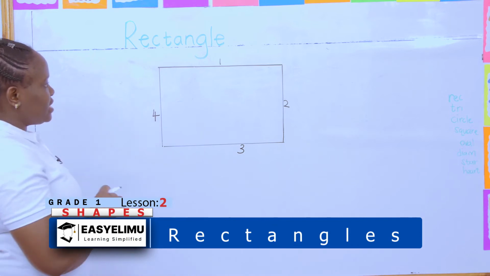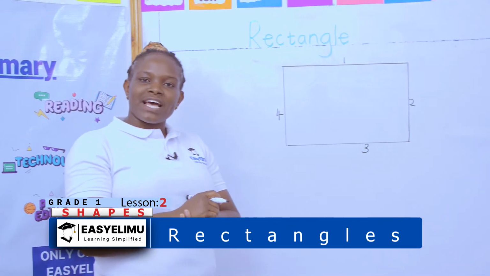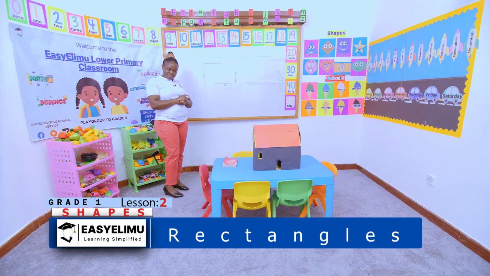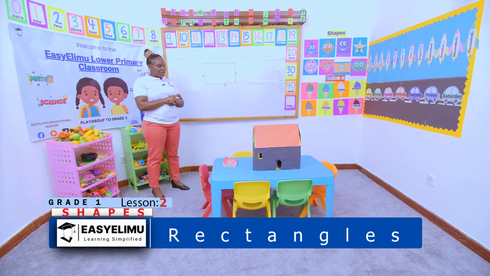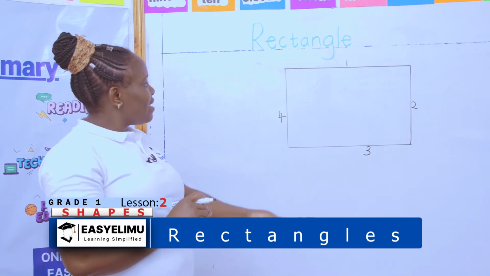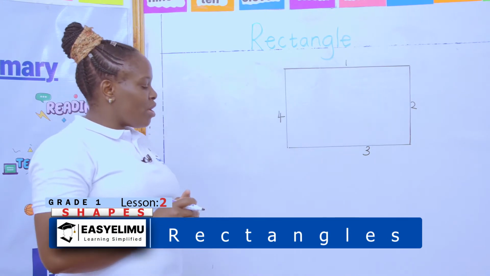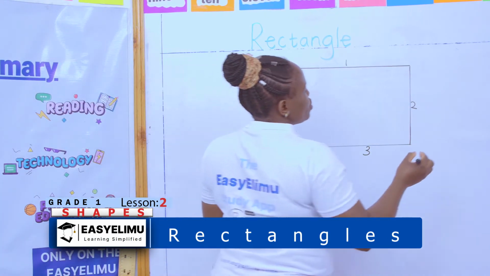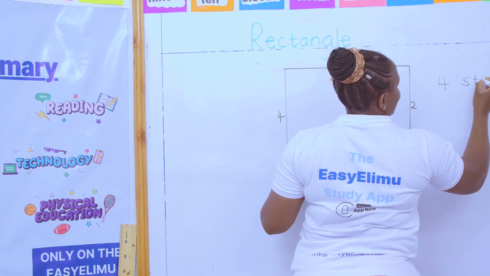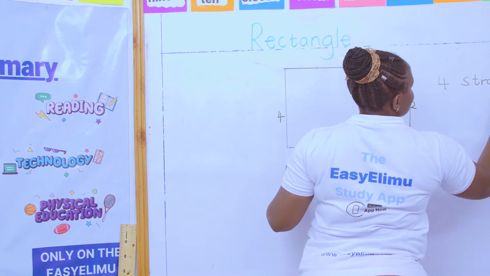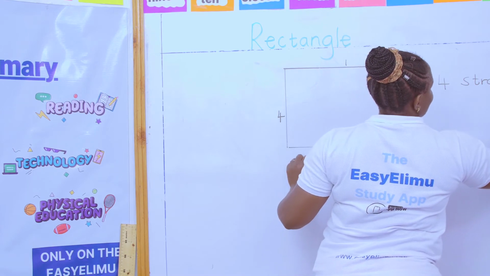It has how many sides? 4 sides. Which lines are used to form a rectangle? We talked about lines. Someone tell me which lines are used to form this rectangle. It is the straight lines. So a rectangle is formed using 4 straight lines. 4 straight lines. Very good.